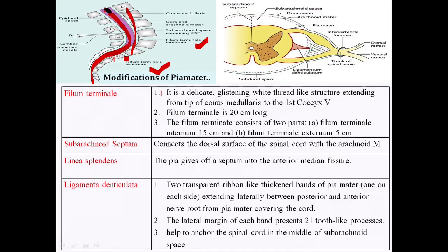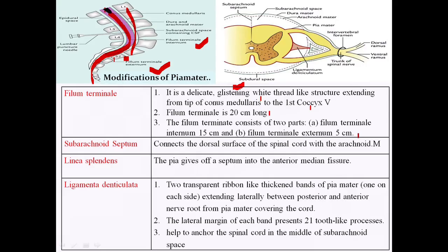So now the filum terminale is a delicate, glistening white thread-like structure extending from the tip of the conus medullaris, almost at the level of L1, to the tip of the coccyx. Its total length is 20 centimeters. Out of that, the filum terminale internum will be 15 centimeters and the filum terminale externum will be 5 centimeters. So internum 15 centimeters, externum 5 centimeters, together 20 centimeters in length.